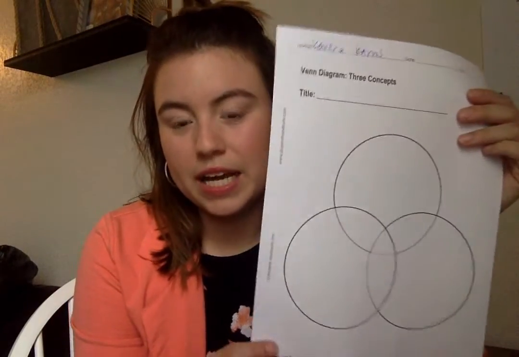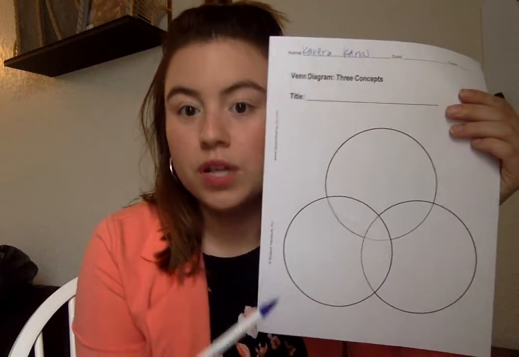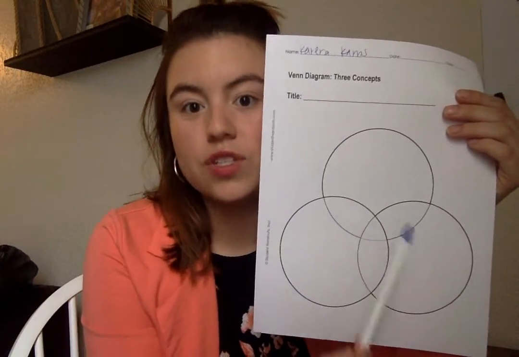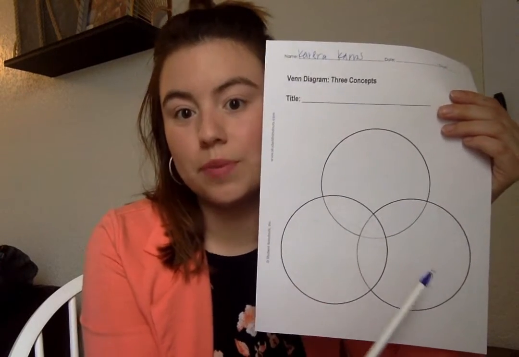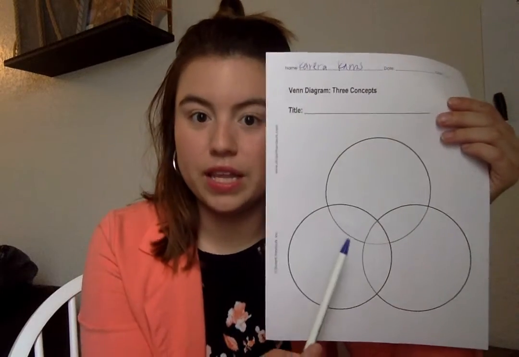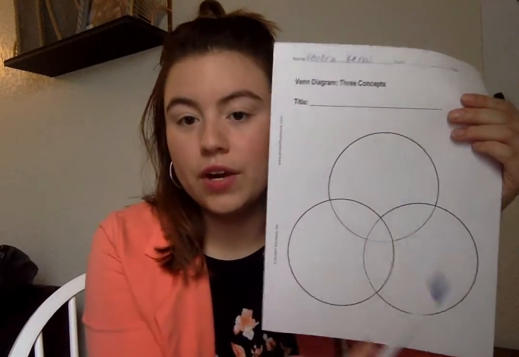I'm going to start by just writing my name. Always write your name, you guys. Always. Okay, this is a three concept Venn diagram. So three concepts means each circle is going to be one concept, two concept, three concept, and we're going to start by naming everything. First we're going to want to title our Venn diagram, so that we know exactly what we are classifying and organizing, and we can stay on topic. We're going to title it today Quadrilaterals.